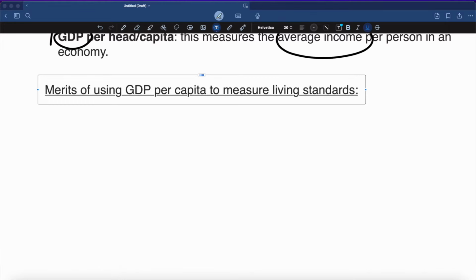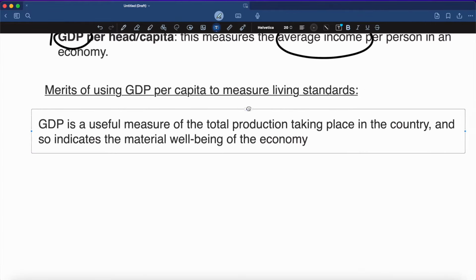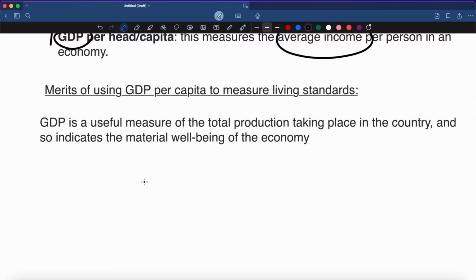The first one is that GDP is a useful measure of the total production taking place. Remember, we talked about the definition of this in the previous chapter. GDP, which is gross domestic product, is a useful measure of the total production taking place in the country. Remember, we look at the output. We look at how much output is actually produced in this country. And so it indicates the material well-being of the economy.